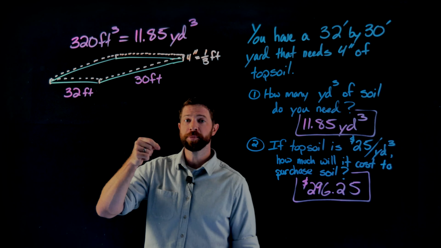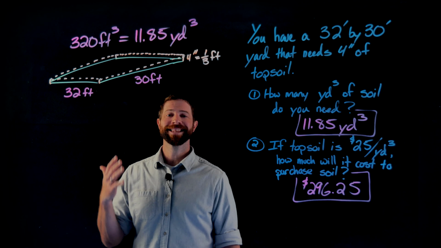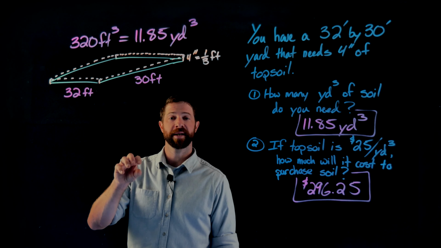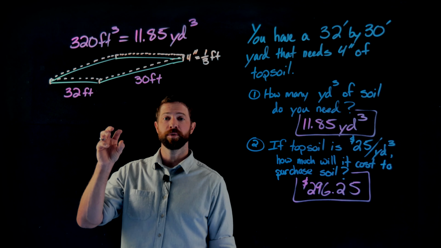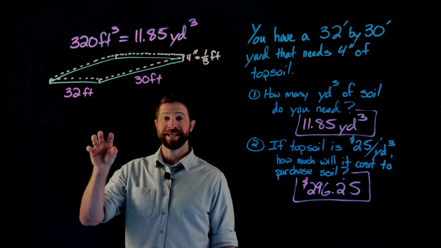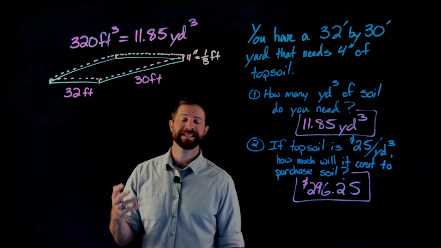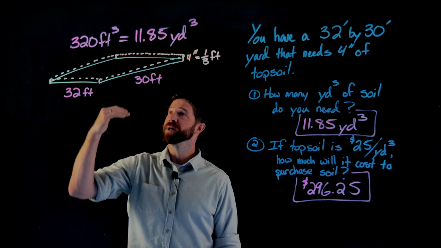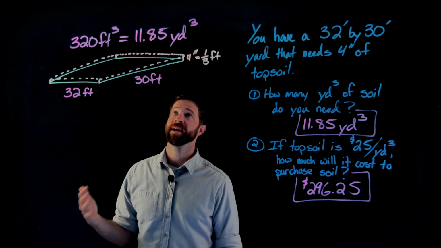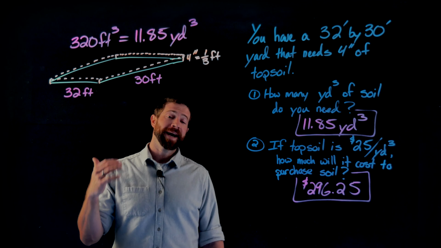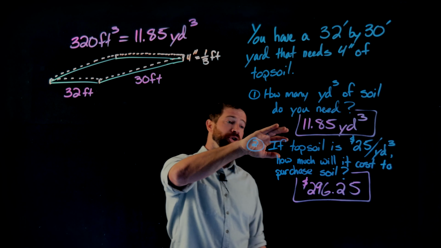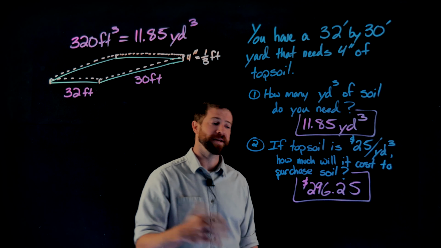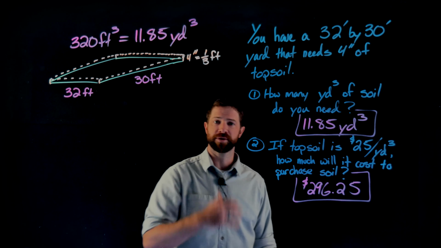To translate those cubic feet into cubic yards, I need to take the linear rate of 1 yard is 3 feet and turn it into a 3-dimensional rate. What I do is I cube that rate, taking 1 yard to 3 feet, cubing it to get 1 cubic yard is 27 cubic feet. Once I've done that, I now can multiply that to find that my 320 cubic feet is 11.85 cubic yards. Finally, all I need to do then is take my cubic yards and multiply it by the rate of $25 per yard to get the final cost of $296.25.